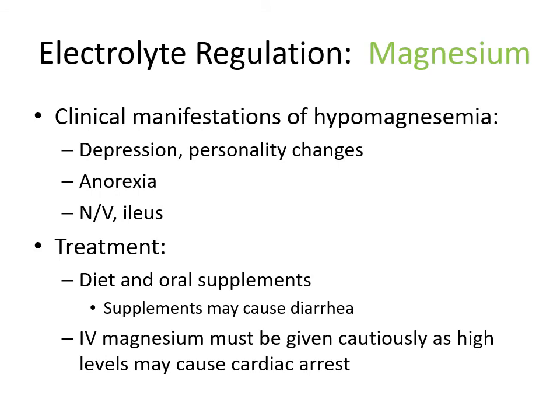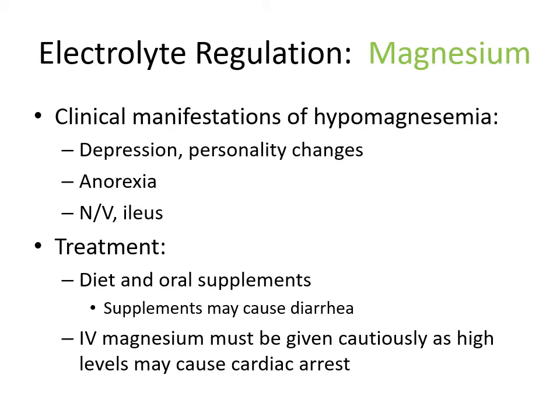The clinical manifestations of low magnesium, or hypomagnesemia, include depression and personality changes. And here you'll see anorexia. Now remember that this is anorexia meaning poor appetite, not the psychiatric disorder anorexia nervosa. So poor appetite, nausea and vomiting, and an ileus, which is paralysis of the GI tract muscles.